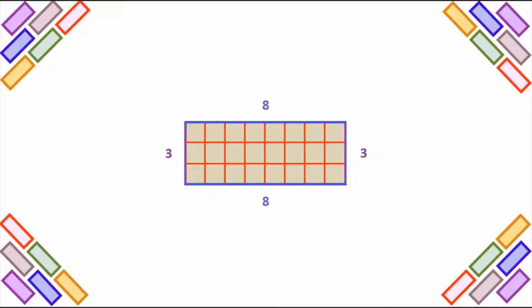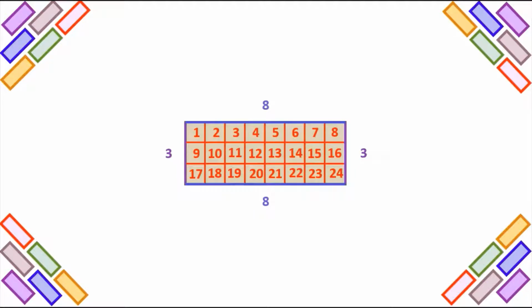So counting the squares, we have 1, 2, 3, 4, 5, 6, 7, 8, 9, 10, 11, 12, 13, 14, 15, 16, 17, 18, 19, 20, 21, 22, 23, 24.